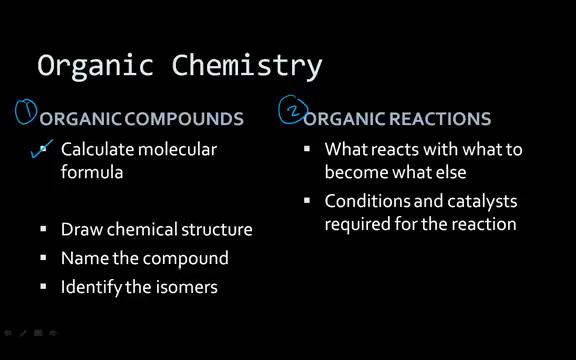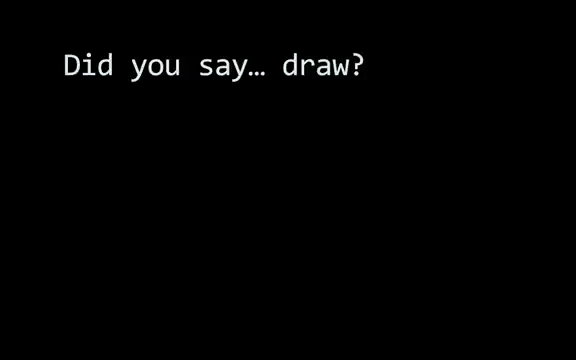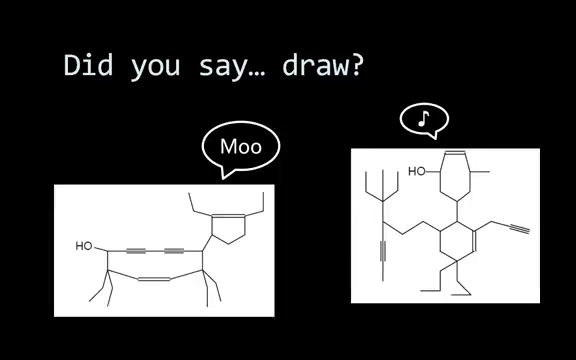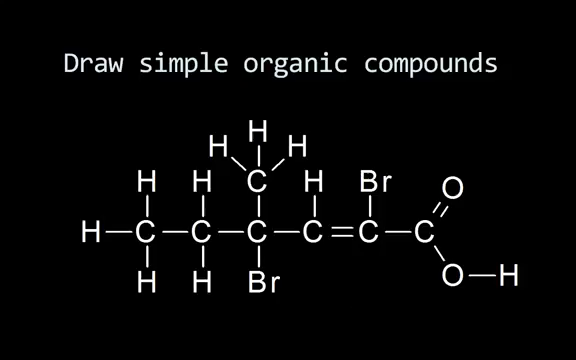The stuff that you did this year includes how to draw chemical structures, how to name the compounds, and how to identify the isomers. Now you may be wondering, what kind of structures would I be required to draw? Do I need to draw really complicated things, like this guy, or maybe this one, and use these shorthand drawings? Well, the answer is you don't have to draw anything so complicated. We only expect you to draw simple organic compounds.